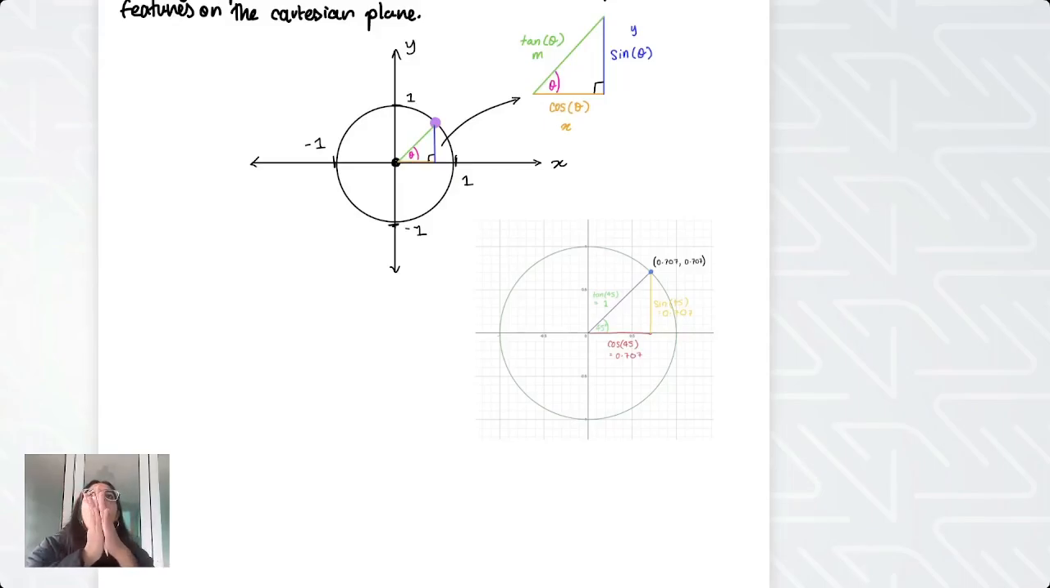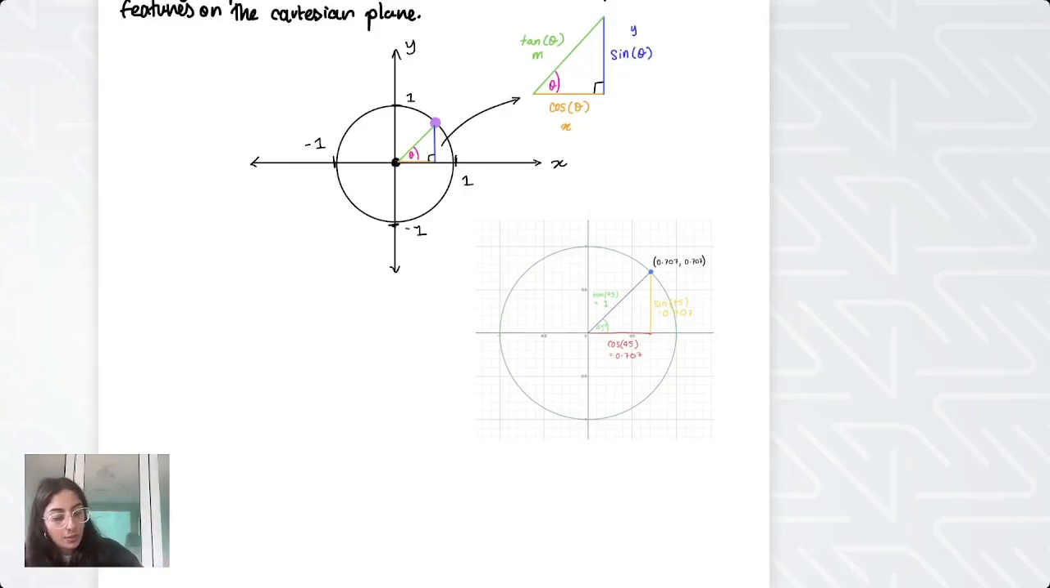Now, basically what I want to hear when you guys are explaining what is trigonometry: the trigonometric functions, tan, cos, and sine. What they tell us is they allow us to find the x-coordinate, the y-coordinate, and the gradient of any point on the unit circle. Does everybody understand that? Yes.